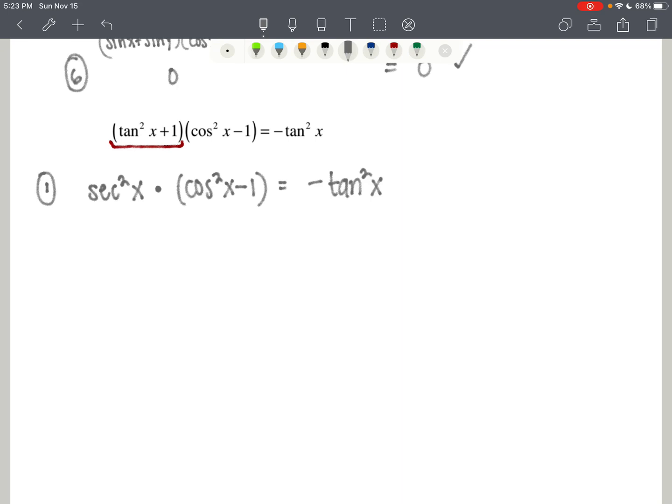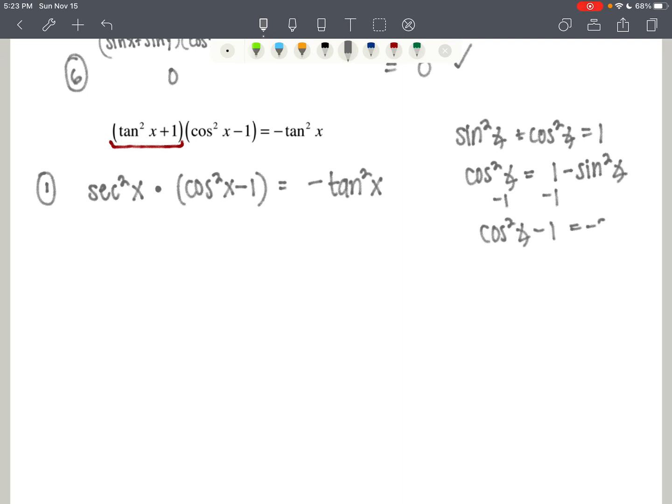Now I might go off to the side and say cosine squared of x minus 1. Sine squared of an angle plus cosine squared of an angle equals 1. If I have cosine squared of x minus 1, that means I got the sine squared to the opposite side. So I subtracted sine squared, and then I subtracted 1. So I have cosine squared of an angle minus 1 equals negative sine squared of the angle. And that angle is x. So this right here is negative sine squared of x.